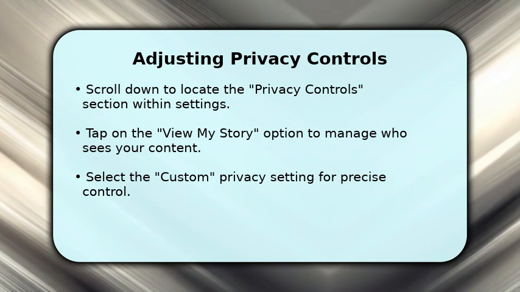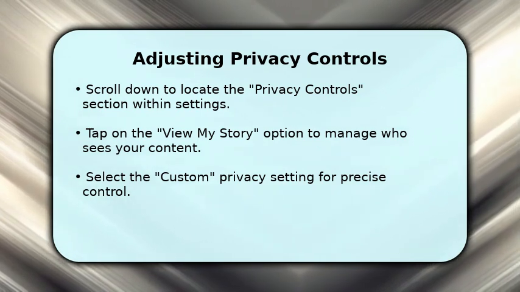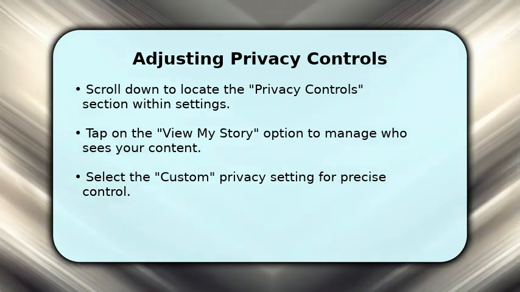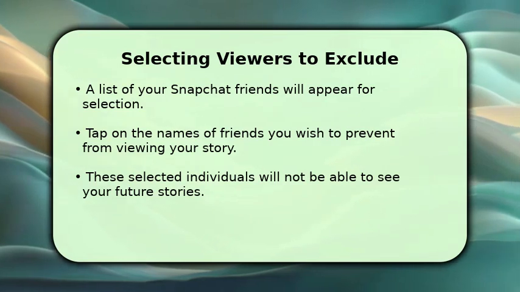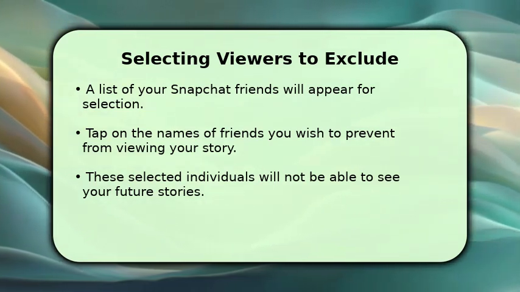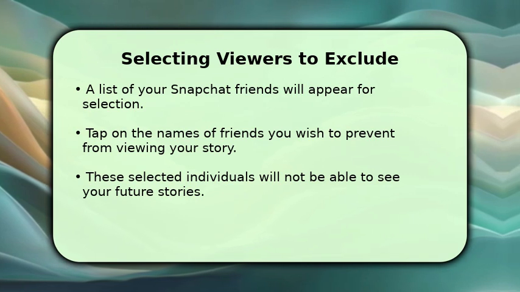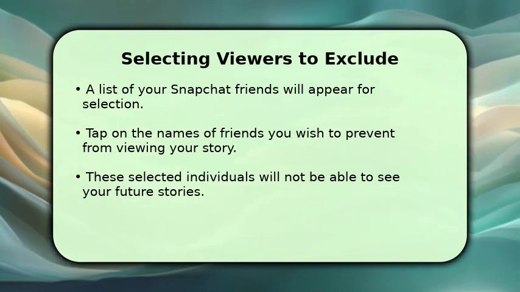To hide your story from specific people, you'll need to select the Custom Privacy setting. After choosing Custom, a list of all your Snapchat friends will appear. This is where you get to decide who won't see your story.